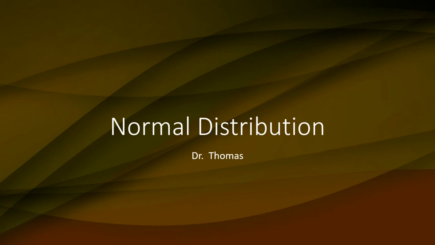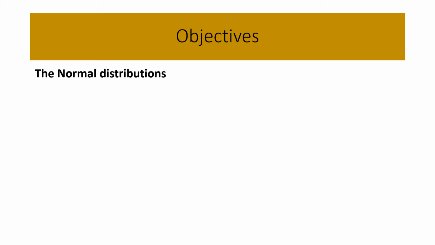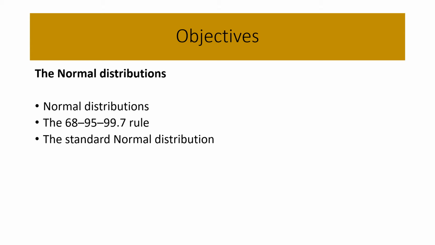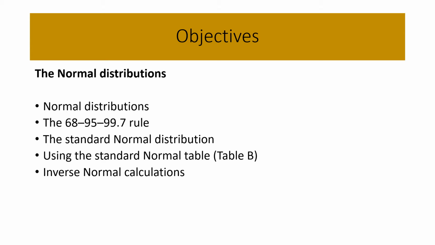In this video, we are going to see about normal distribution. The main objective of this video is to learn about this continuous distribution, the normal distribution, where the 68, 95, 99.7 rule can be applied. We can also use the standard normal distribution using the standard normal table, Table B given at the back of our textbook. We can also find the inverse normal calculation using the table as well as using a TI-83/84 graphing calculator.